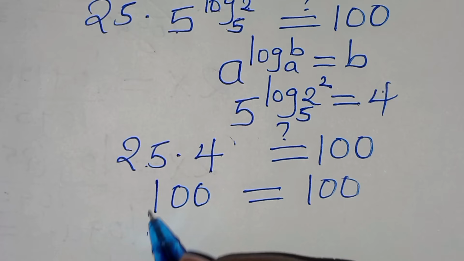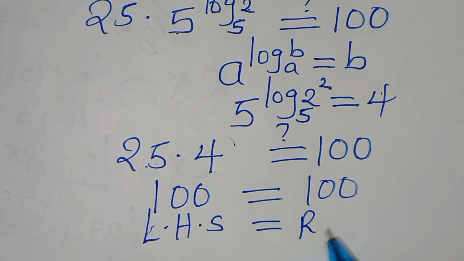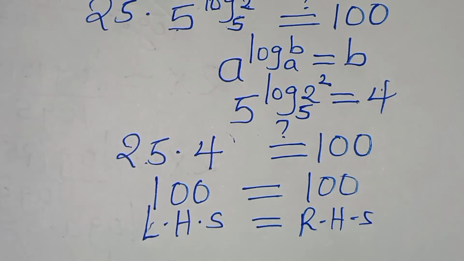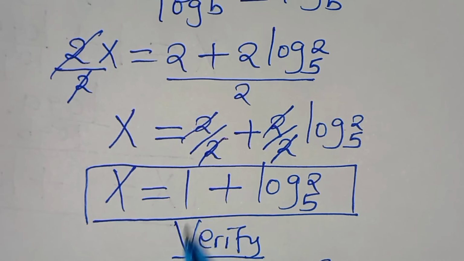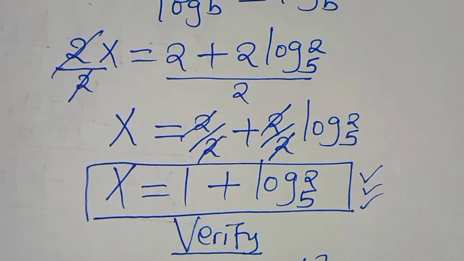So this implies that the left hand side is equal to the right hand side, and this implies that the value of x, which is 1 plus log 2 to base 5, satisfies the equation.